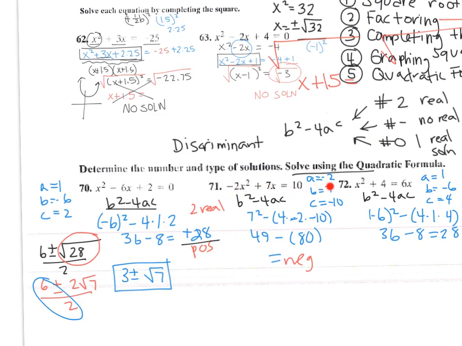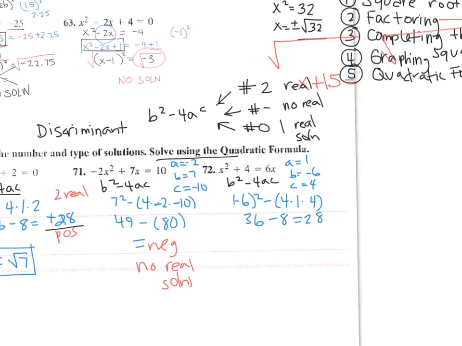When I did the discriminant over here, I needed to get c over here, so that's why I wrote that c was negative 10. So then when I plugged it in, I got a negative number. So that means that there's going to be no real solutions. So the parabola doesn't cross the x-axis.